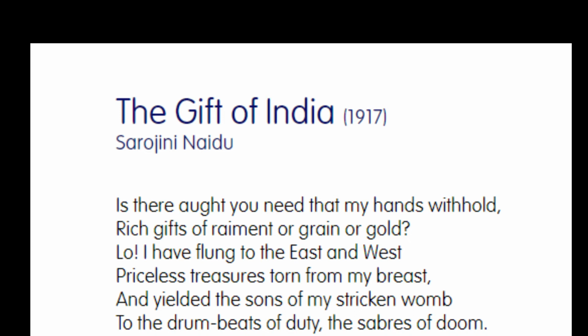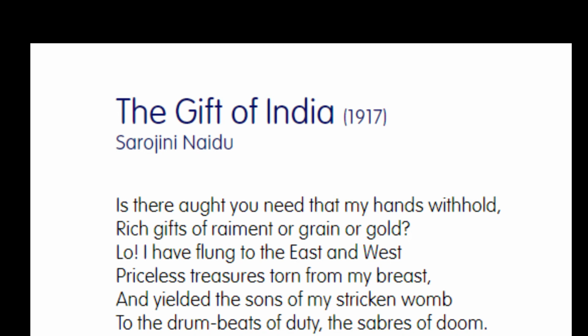This first stanza begins with a rhetorical question. Here the poet personifies India as a mother who loves and longs for her children sent to war. The tone in the stanza reflects the disappointment and anger of the speaker. She asks if there is anything that was withheld by her, such as raiment or grain or gold. She has sent the priceless treasures torn from her breast.